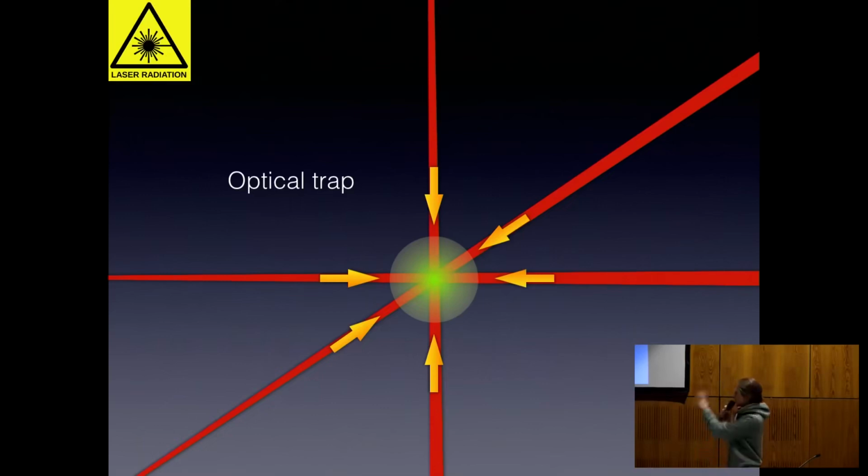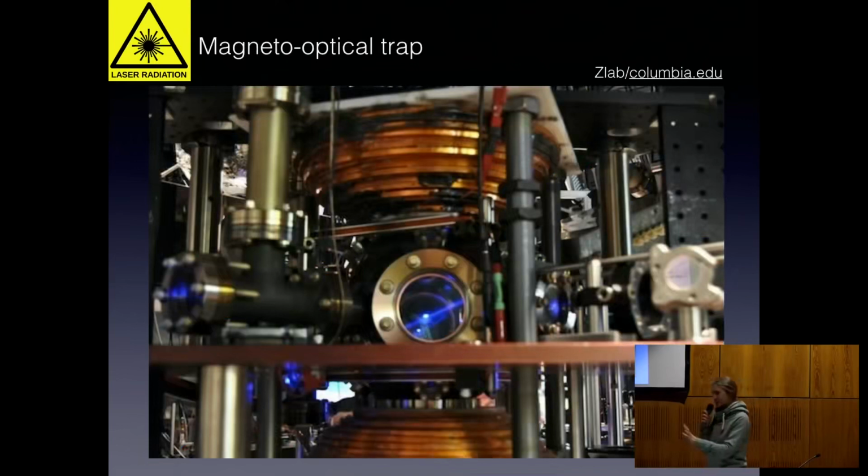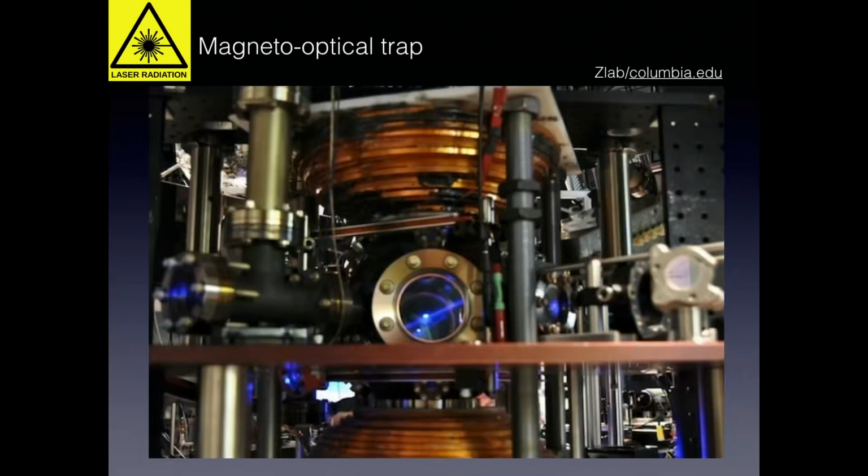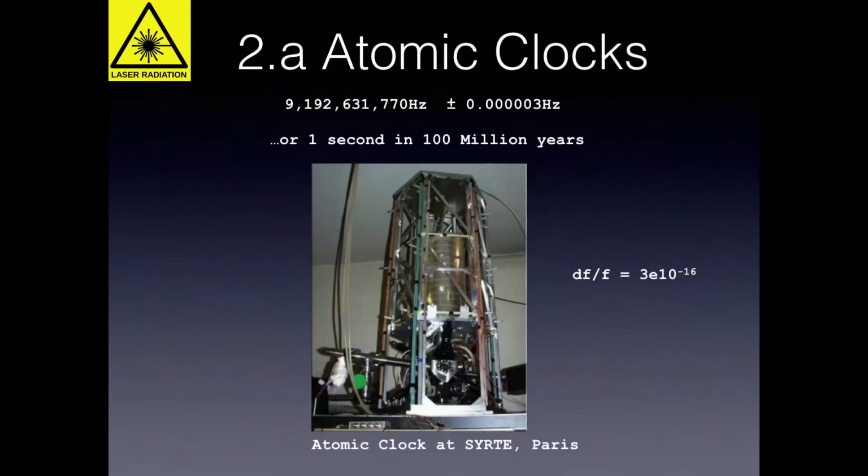And so it's a bit more complicated than that, but more or less you put magnetic fields, and this allows you to trap atoms in the crossing point of your laser beams. So this is at the center of this chamber. You can see this glowing ball. That's the atoms, and you can see the blue beams. So that's quite pretty. Magneto-optical trap with blue beams.